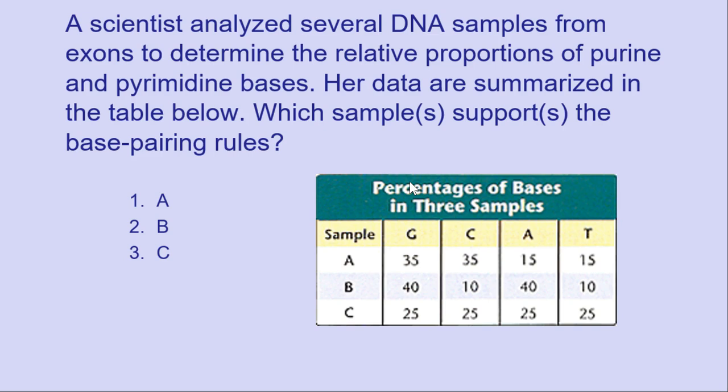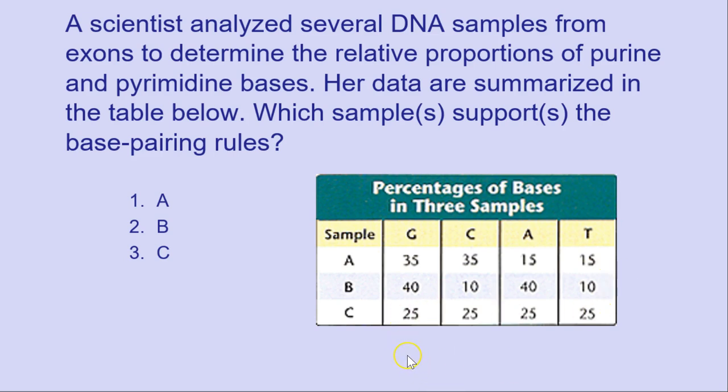So to illustrate that point, let's look at which of these samples supports these base pairing rules, okay? So in sample A, 35% of your sample is guanine, 35% of your sample is cytosine, 15% of your sample is adenine, 15% is thymine. First of all, do these actually add up to 100? 70, 30, they do. So that's good. In sample B, 40% is guanine, 10% is cytosine, 40% is adenine, 10% is thymine. Do they add up to 100%? They do. And then in C, you have 25 of each.